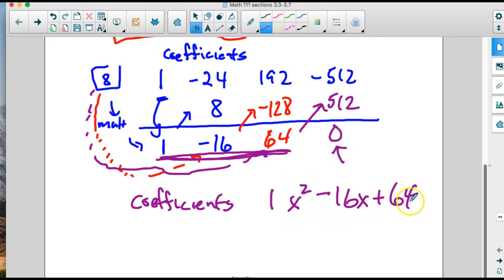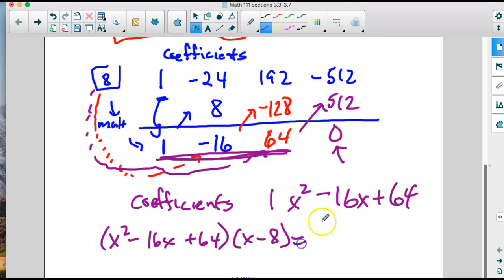So we go backwards here. I can write this as the constant. This would be the x, and this would be the x squared. So this is our factor when we divide by x minus 8. So far we have it factored into x squared minus 16x plus 64 times x minus 8. That's going to equal this x cubed minus 24x squared plus 192x minus 512. So right now we've factored into this.